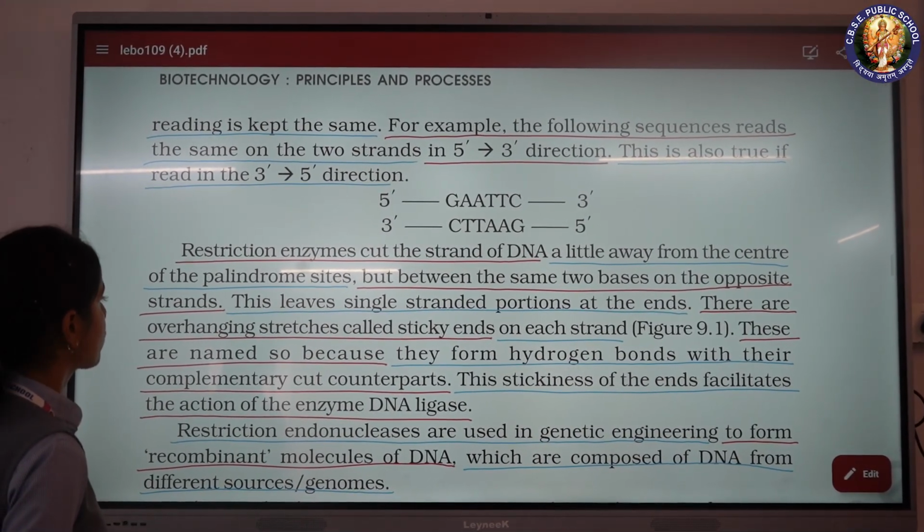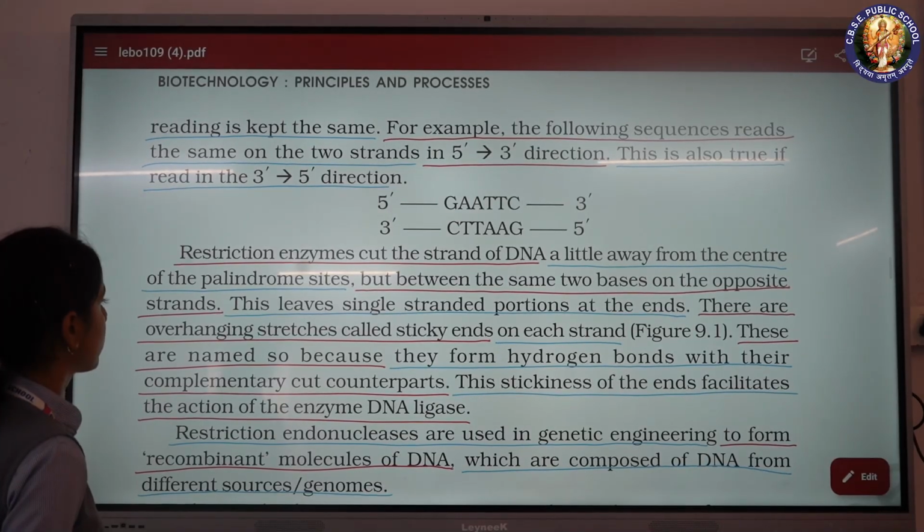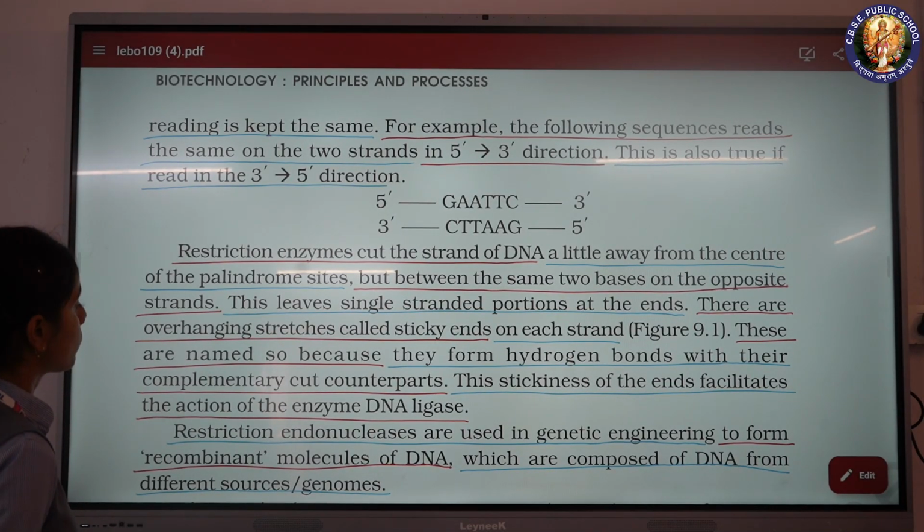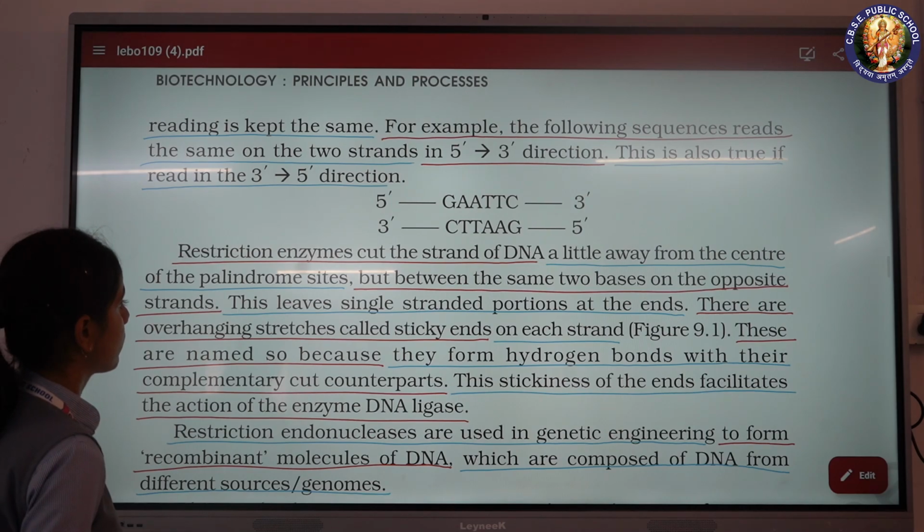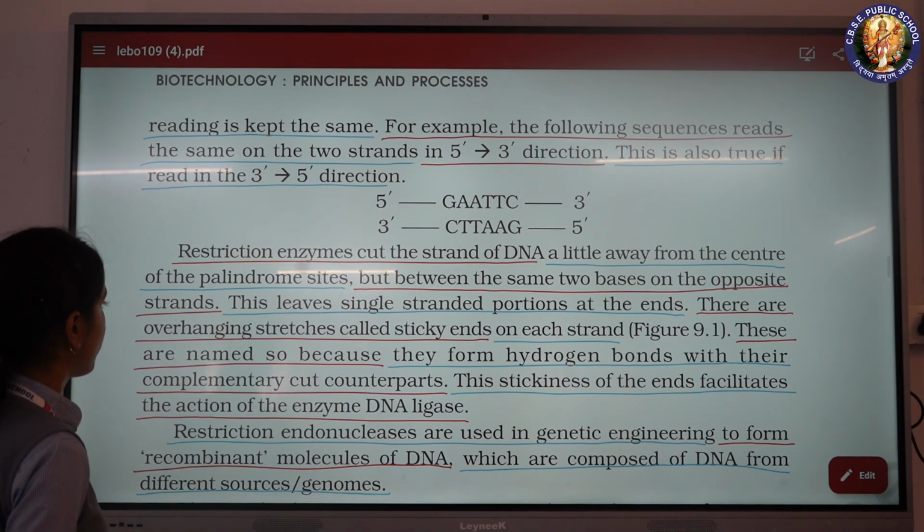There are overhanging stretches called sticky ends on each strand. These are named so because they form hydrogen bonds with their complementary cut counterparts. This stickiness on the ends facilitates the action of the enzyme DNA ligase.